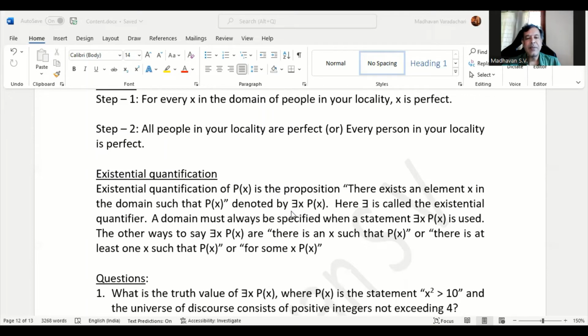So there exists x, P of x. Here, there exists is called the existential quantifier. Yet, the domain must always be specified when a statement there exists x P of x is used. The other ways to say there exists x P of x are: there is an x such that P of x, or there is at least one x such that P of x, or for some x, P of x.